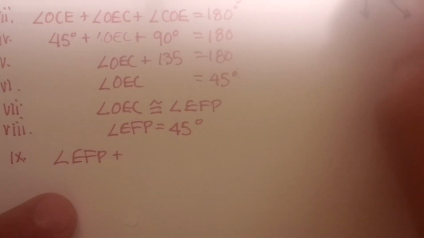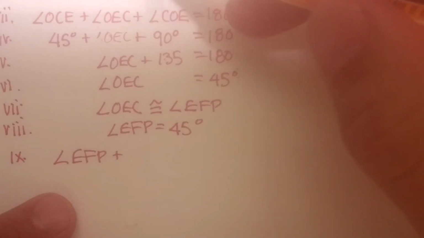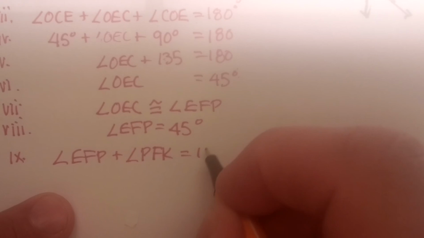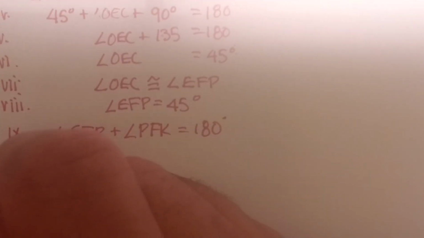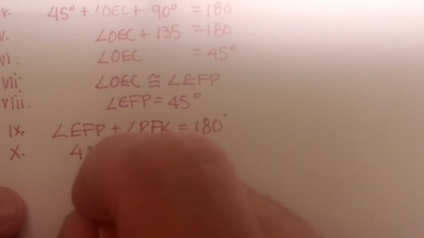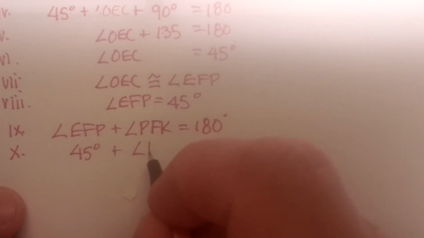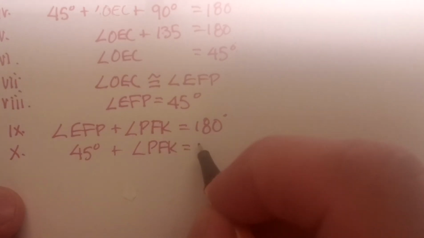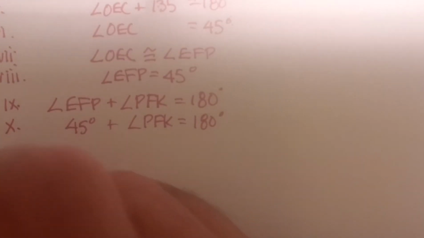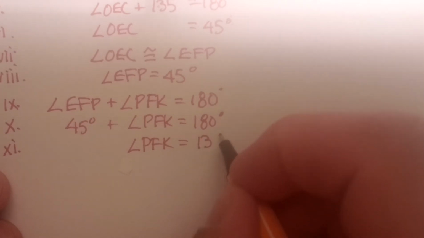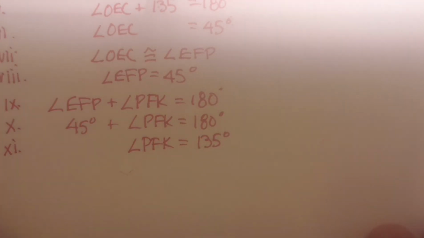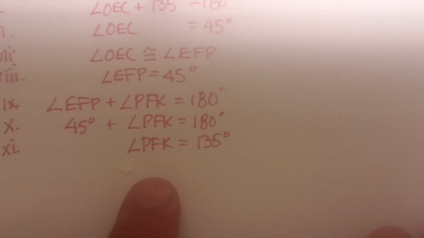Moving on, we know that angle EFP plus angle PFK, the one we're looking for, equal 180 degrees because they're supplementary. Let's substitute. Step 10, 45 plus the unknown angle equals 180, subtract. Last step, angle PFK equals 135 degrees. Okay, I hope that was helpful to you.